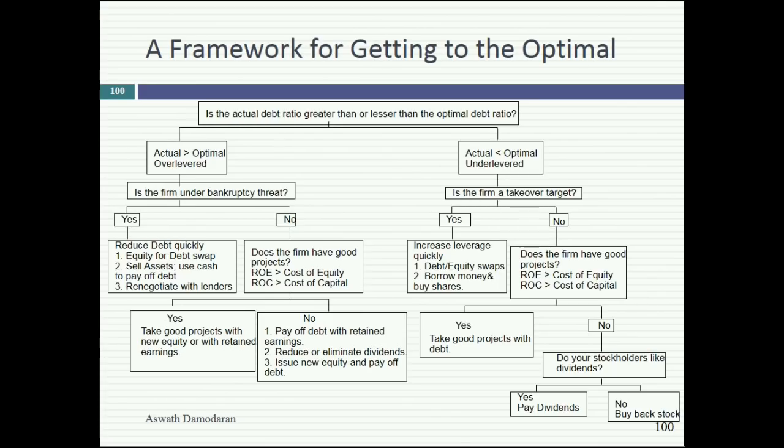If you don't have good projects, you've earned a return on capital less than the cost of capital, then my advice is find a way to increase your debt ratio gradually over time. And there are two ways you can do it. One is you can borrow money and buy back stock every year and try to do this on a gradual basis over a five-year period. Or you can increase dividends substantially. You see why that's going to increase your debt ratio?